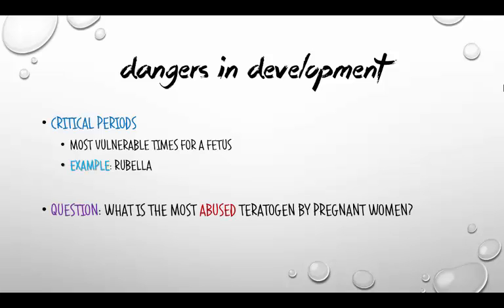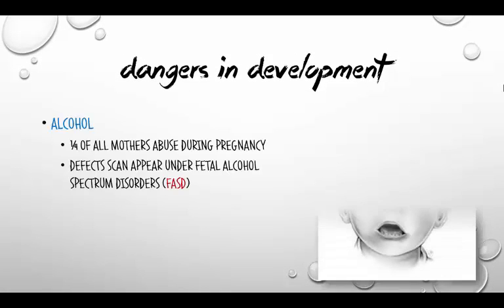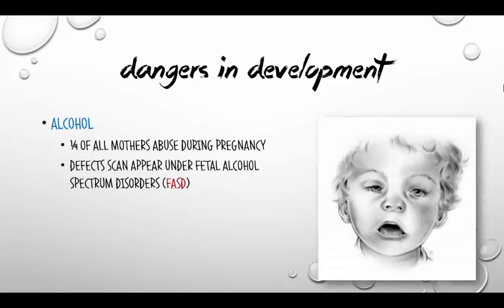A question I'll toss out to you: what is the most abused teratogen by pregnant women? Meaning that we know this is toxic and dangerous for the child, but not most women, but more women use this than any other substance. The answer is alcohol. 1 in 4 mothers in the U.S. report drinking during their pregnancy.